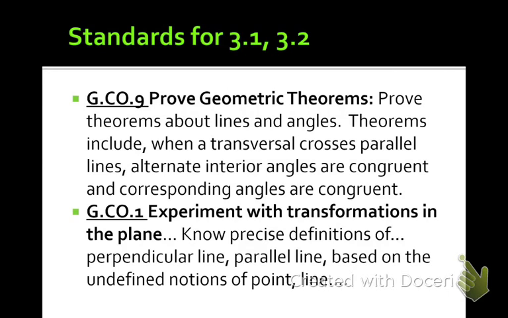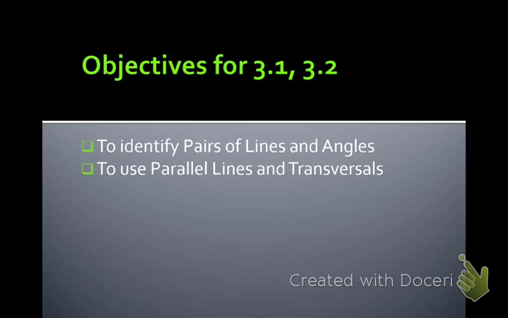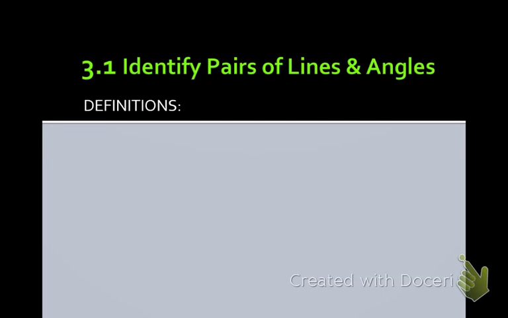And so here are your standards we're going to cover. And so the point behind today is we want to be able to identify pairs of lines and then the angles that they create. And then we also want to talk about what happens when those lines again are parallel and they're cut by a transversal.